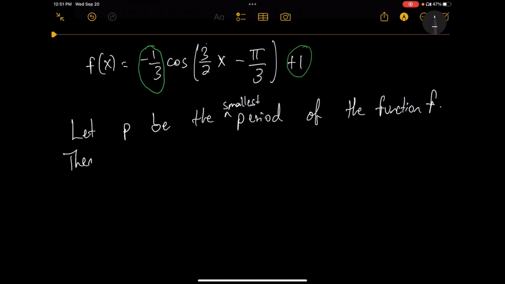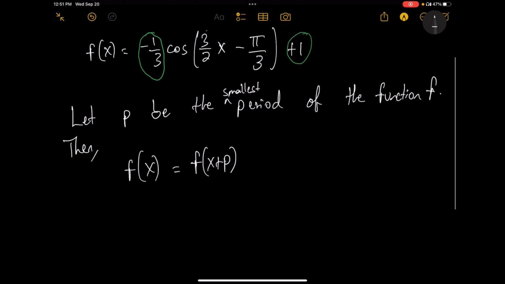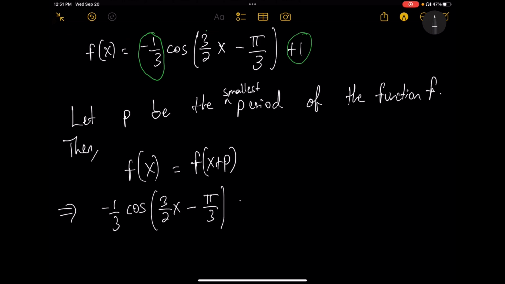Then, according to the definition of period, f of x must be equal to f of x plus b. This implies what is f of x? It is negative 1 over 3 cosine of 3 over 2x minus pi over 3 plus 1. This must be equal to negative 1 over 3 cosine of 3 over 2 times (x plus b), since x plus b is substituted, minus pi over 3 plus 1.